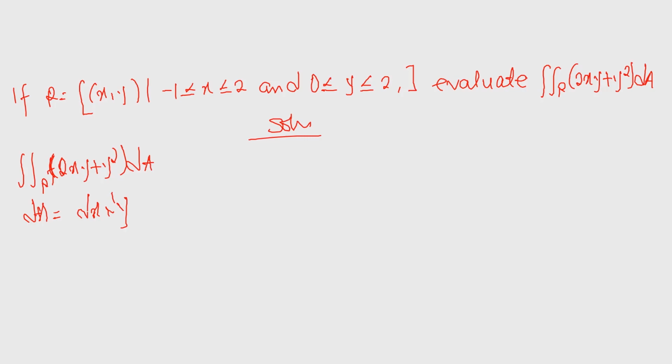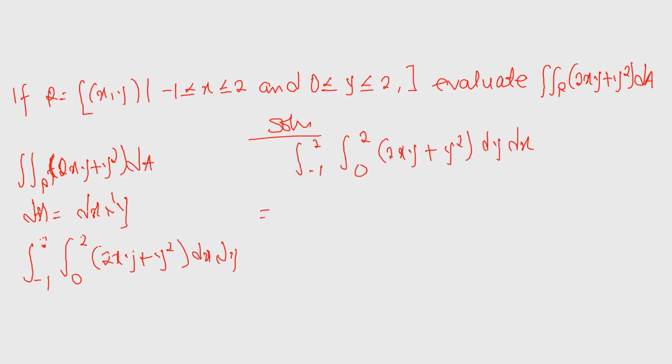So we are going to input our boundary, and it's going to look like this. The integral for x from -1 to 2 and for y from 0 to 2 of 2xy plus y squared dx dy, or rather we'll put it in the right way, dy dx. Which means that we are integrating with respect to y before we integrate with respect to x.